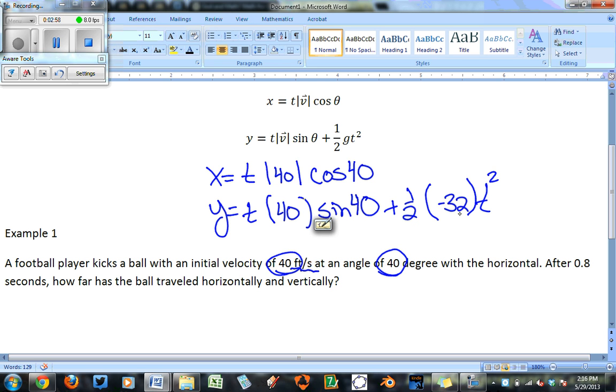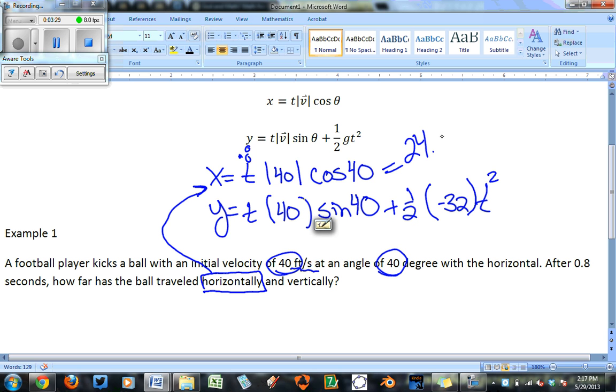All right, now to finish the question off, all it's asking is how far the ball has traveled horizontally and vertically. To figure out its horizontal distance, we plug into x. So all we do is plug 0.8 in to that equation and solve. I'm not going to do it now, I don't have my calculator out, and you can type that in your calculator. What you should get when you do that problem is 24.5 feet.